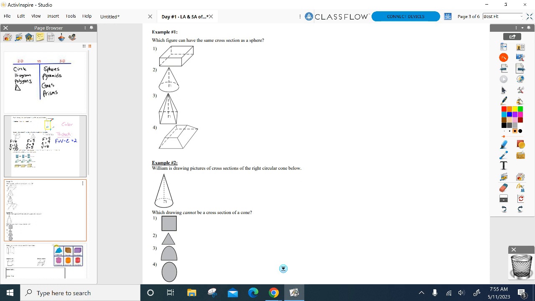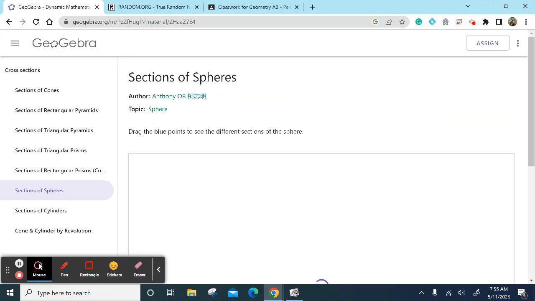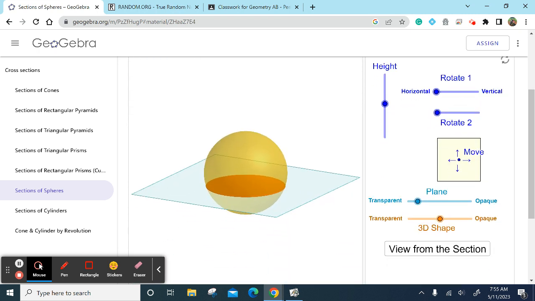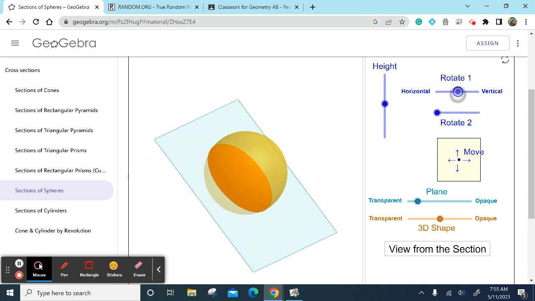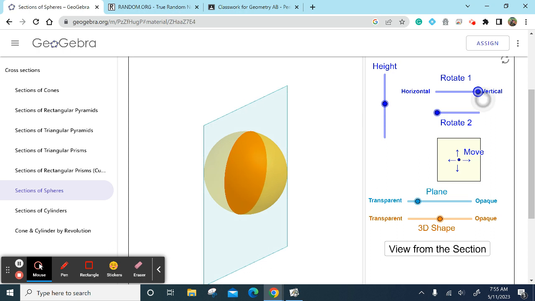All right, so which figure can have the same cross section as a sphere? Well, let's talk about a sphere right now. Let me go back to my figures here. Spheres. I don't care how you slice a sphere, what's going to be the cross section? Always a circle, right? Now, here's horizontal. Look, I don't care what direction or angle I slice this figure, it's always going to be a circle.